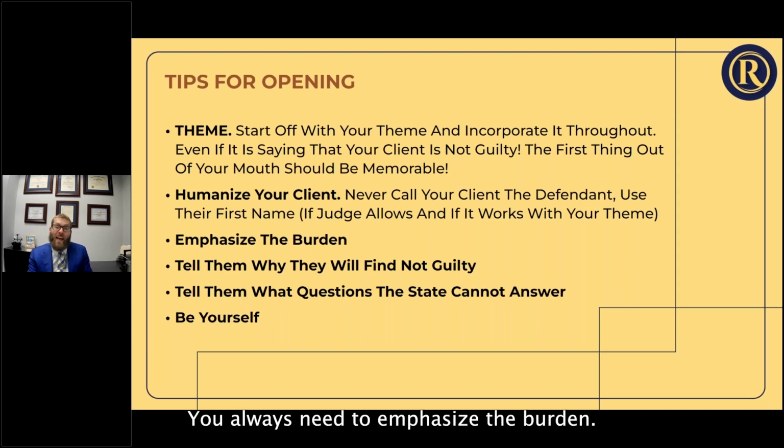You always need to emphasize the burden. We don't have a burden of proof. The government has the burden of proof to prove their case beyond and to the exclusion of every reasonable doubt. I always love to tell them how they're going to find not guilty. So they're going to find it through the lack of evidence, the conflict in the evidence, and the evidence itself. Again, that comes from the jury instructions.